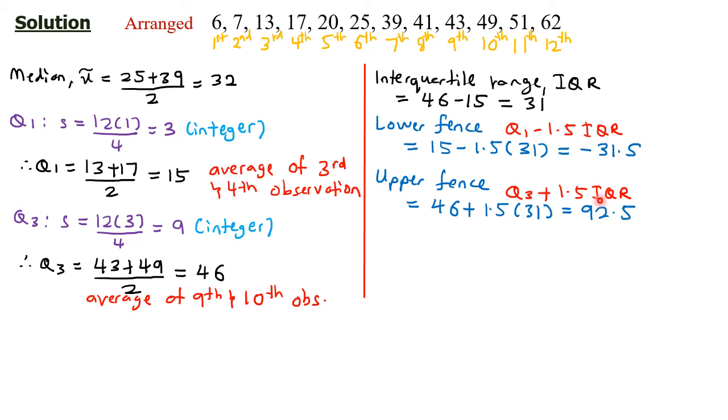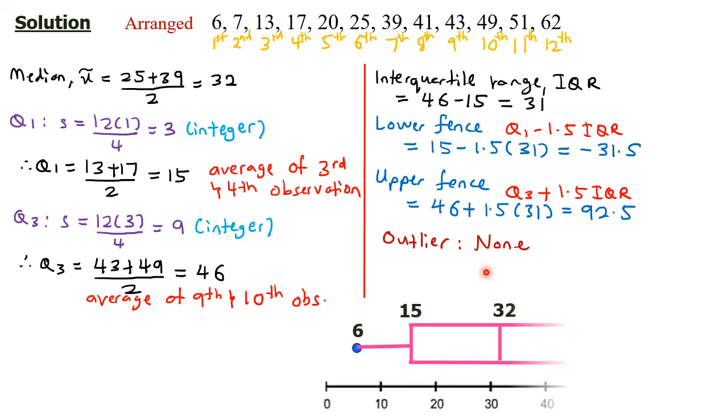As you can see here, the values of the lower and upper fences are so extreme that there are no values outside the fences. The lowest value here is 6, with no negative values, and the maximum value here is 62, with no value larger than 92. So in other words, in this case we don't have an outlier. We mention that it is none, meaning no outlier in this situation.